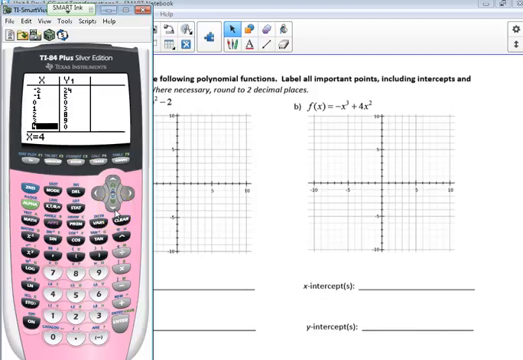-1, 5. 0, 0. 1, 3. 2, 8. 3, 9. 4, 0. And that's it. So I have a bunch of these.